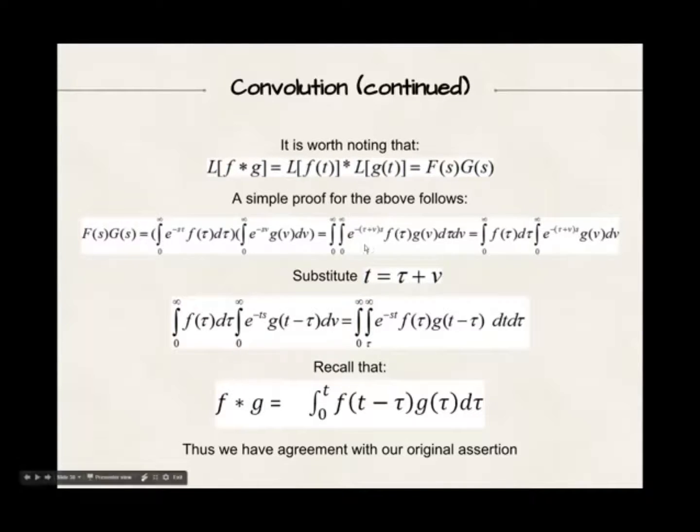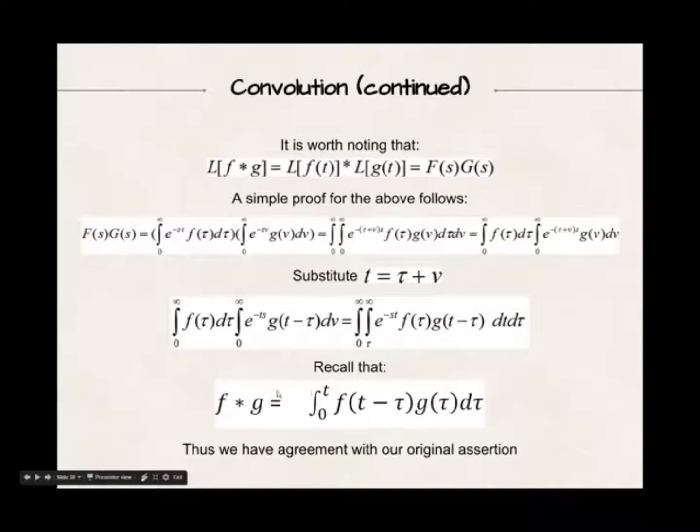Because these are two different functions, you can then group them together and then divide them back up, so it becomes f of tau d tau integrated from 0 to infinity times e to the negative tau plus v of s, g of v dv from 0 to infinity. We then substitute t to be equal to tau plus v, so it then becomes 0 to infinity f of tau d tau times the integration of e to the negative ts, g of t minus tau dt from tau to infinity. We then group them back up together, so it becomes the double integration of e to the negative st f of tau g of t minus tau dt from tau to infinity d tau from 0 to infinity.